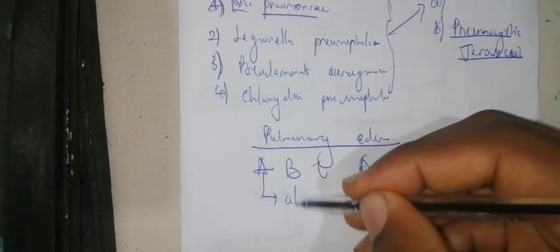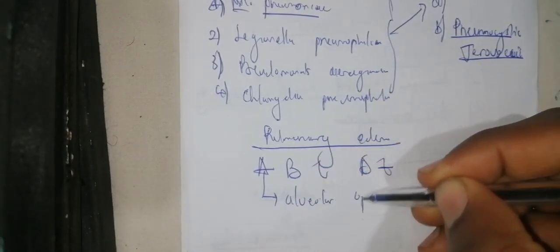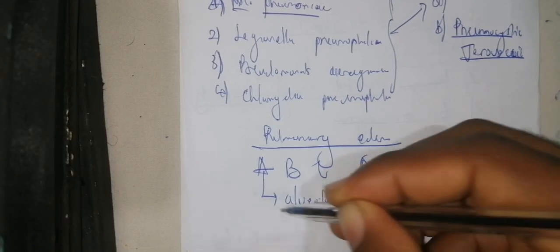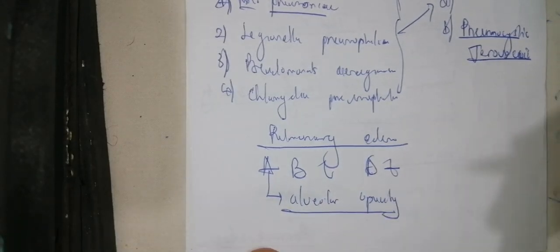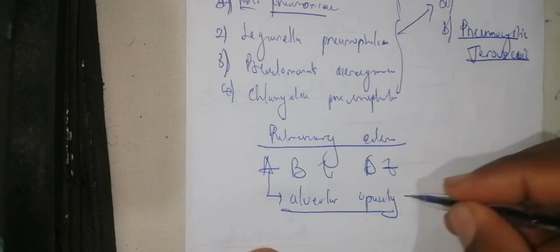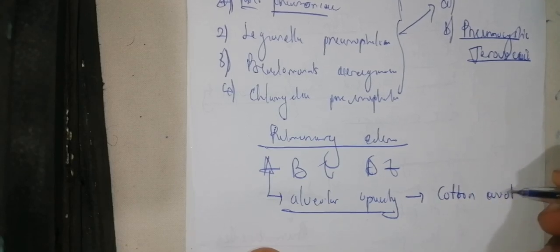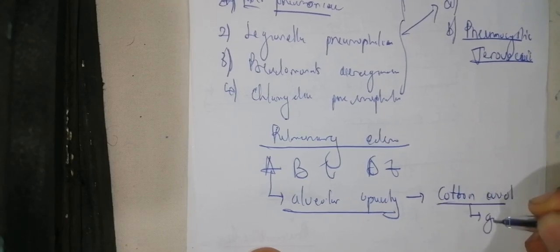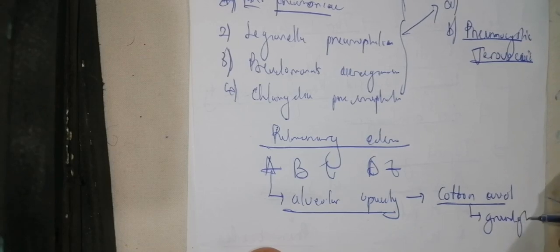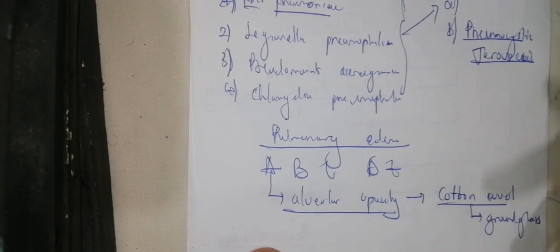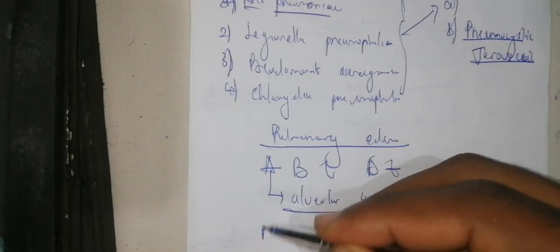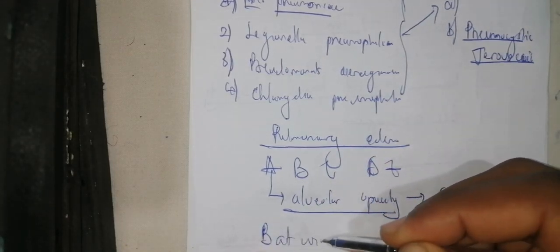A is for alveolar opacity. So when you have alveolar opacity, you think of pulmonary edema. Pulmonary edema is associated with alveolar opacity, and alveolar opacity is shown as a cotton wool appearance. That cotton wool appearance resembles a ground glass pattern. It's as if it is ground glass. That's the cotton wool appearance.